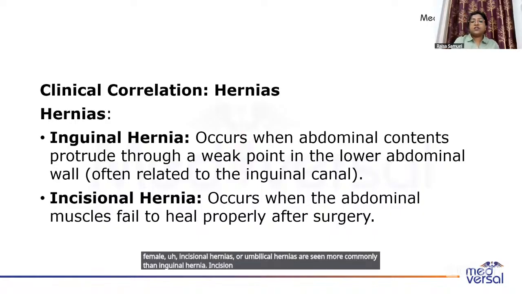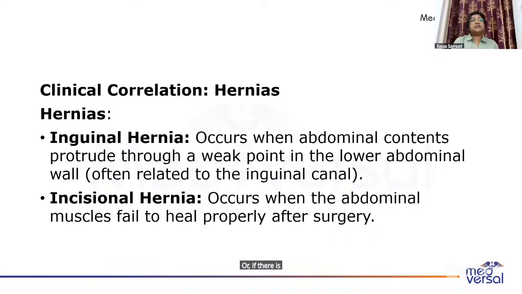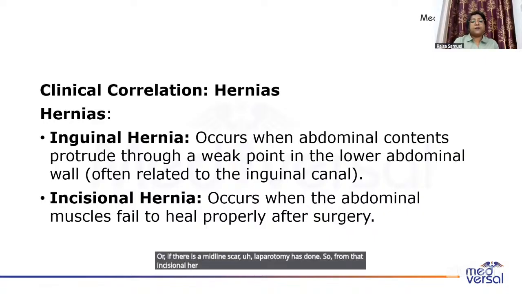Incisional hernia occurs when the abdominal muscles fail to heal properly after surgery. So after a cesarean, or if there is a midline scar, or a laparotomy has been done, an incisional hernia could occur. Usually we stretch the abdominal muscle during the surgeries. Because of that, the muscle becomes very weak and hernias can occur.